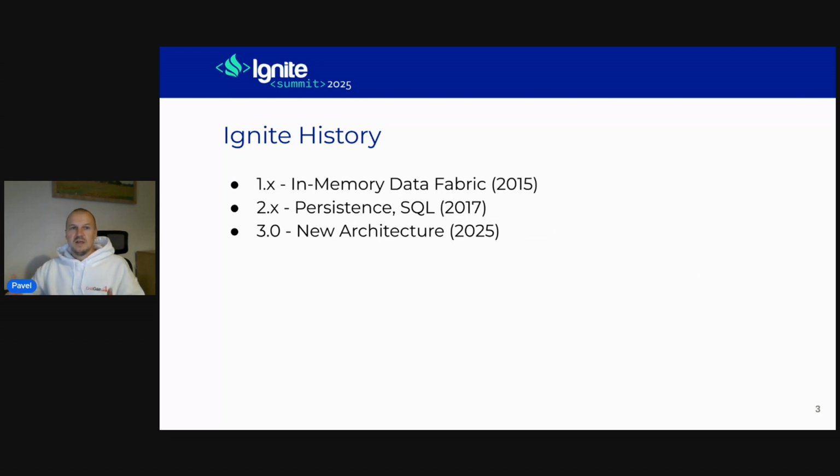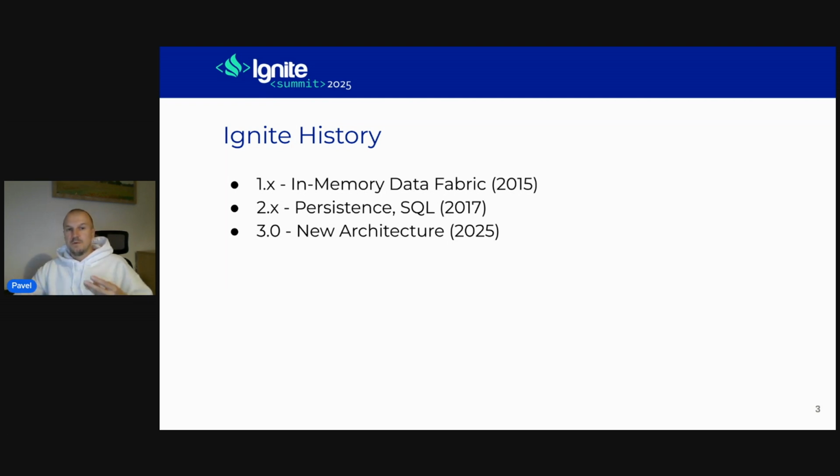Brief history. Ignite started as an in-memory data fabric, functioning as a distributed cache between the application and the existing database, improving performance of the whole system. The second version boasted native persistence and optional SQL, eliminating the need for a backend database, making Ignite a complete solution for all your data needs.